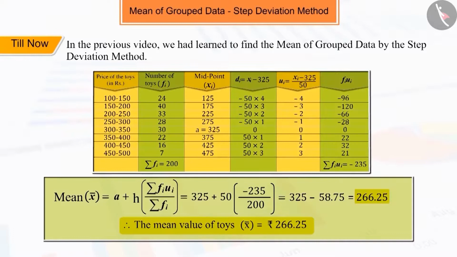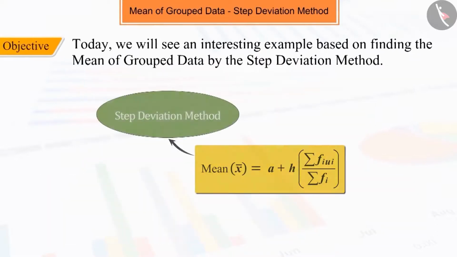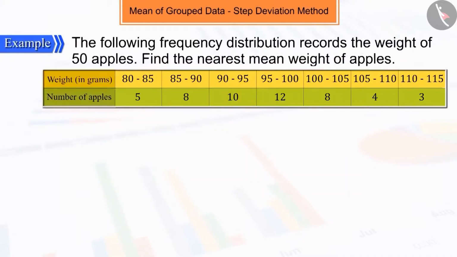In the previous video, we had learned to find the mean of grouped data by the step deviation method. Today we will see an interesting example based on this. The following frequency distribution records the weight of 50 apples. So, can you find the nearest mean weight of these apples? Let's see.